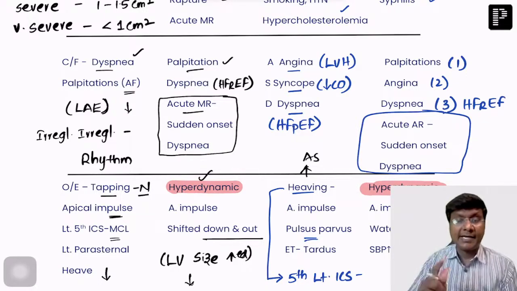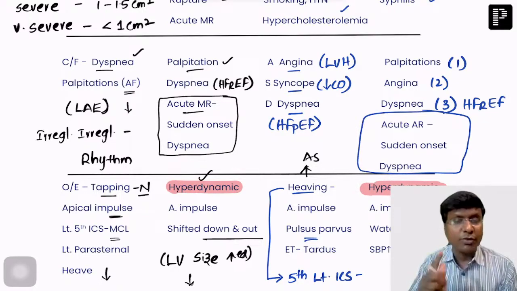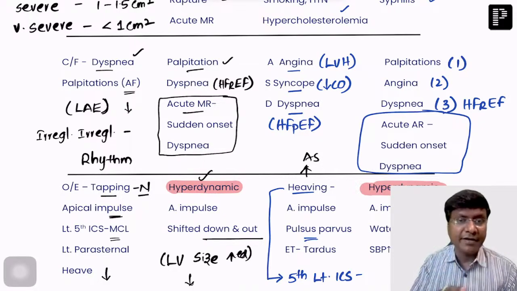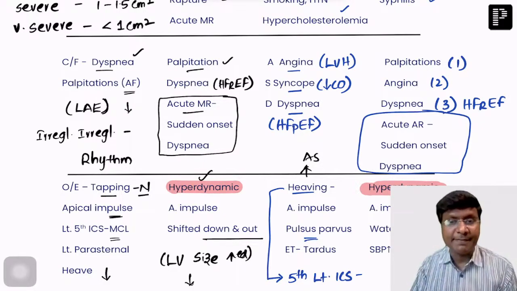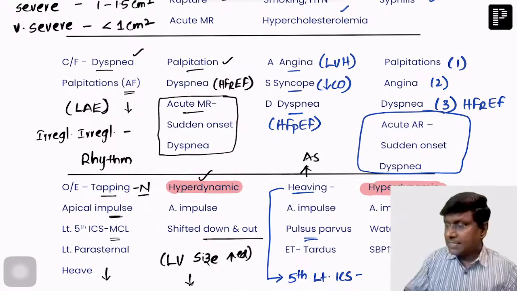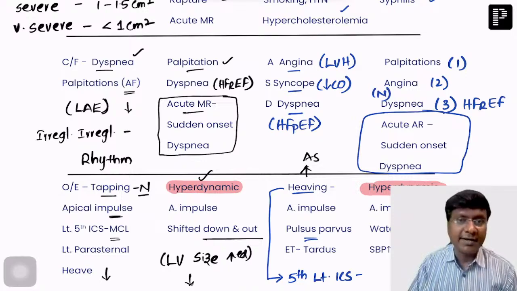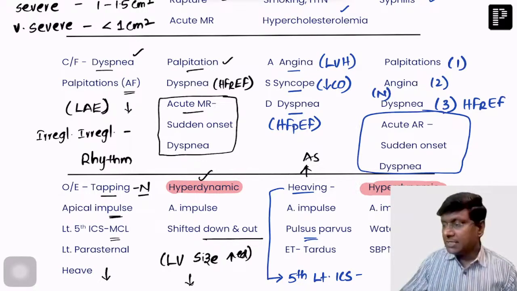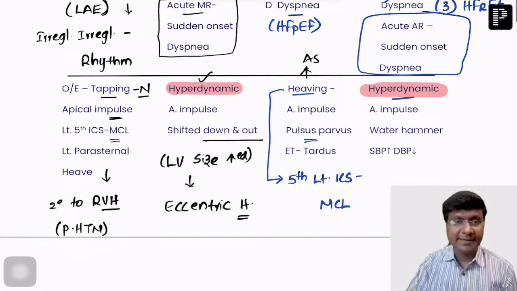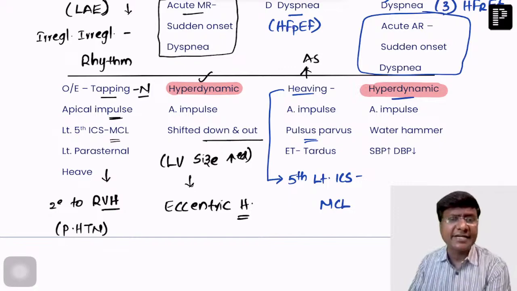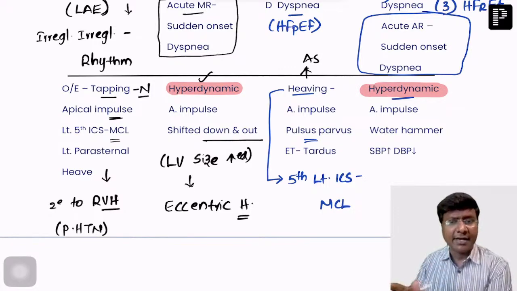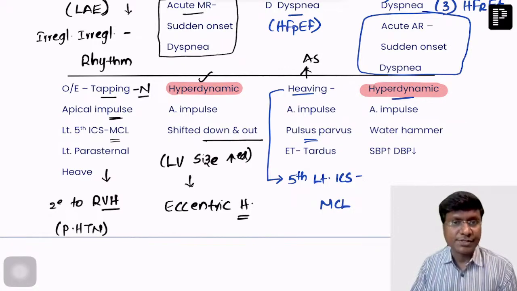And what could be the reason for the palpitations? These patients have eccentric left ventricular hypertrophy, and that hypertrophied left ventricle is arrhythmogenic and causes palpitations. These patients also have nocturnal angina. The apical impulse is hyperdynamic, because it's eccentric hypertrophy. In MR and AR, it is a hyperdynamic apical impulse.